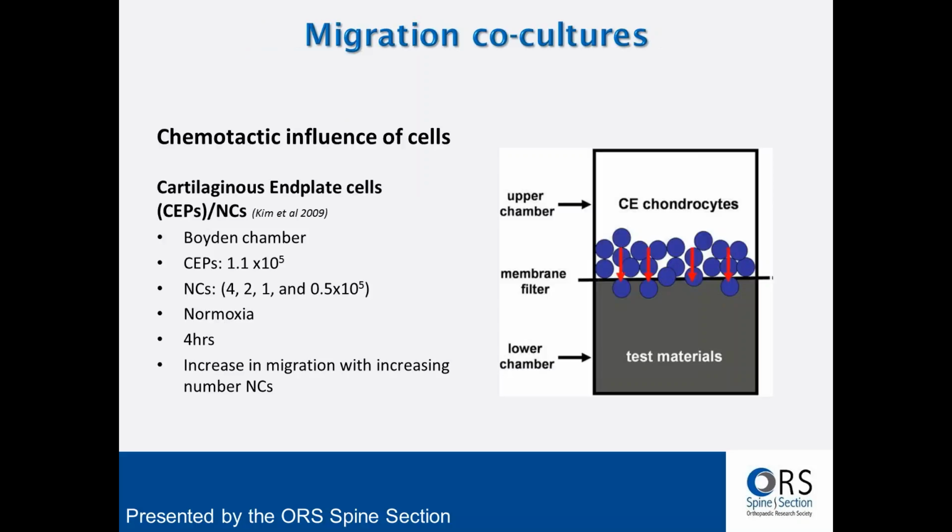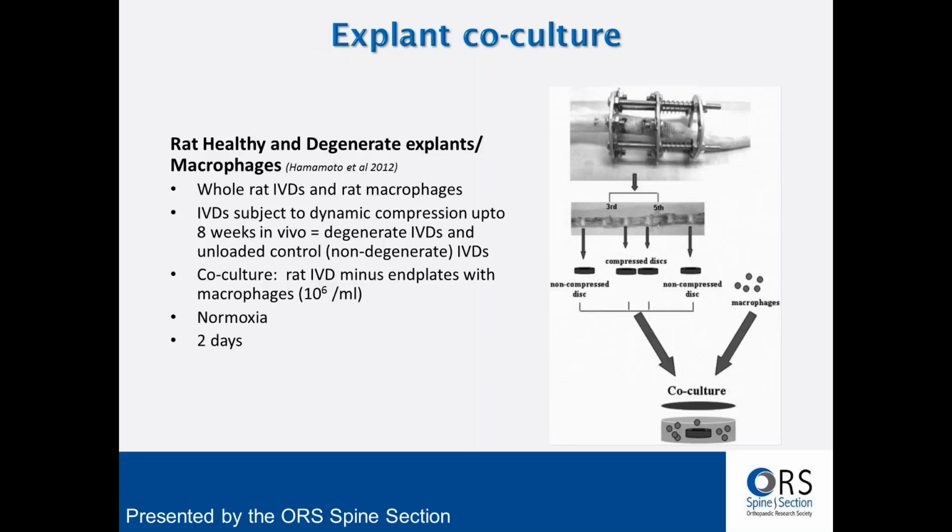The chemotactic influence of cells in co-culture has been examined using Boyden chambers, which function similar to transwells. Cartilaginous end plate cells have been demonstrated to show an increase in migration in response to increasing numbers of notochordal cells. So whole disc explants from rat caudal tails have actually been subject to load and then excised and used to co-culture with macrophages in normoxic conditions for up to 2 days.